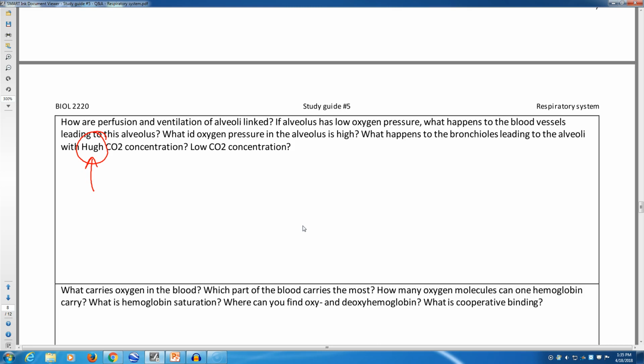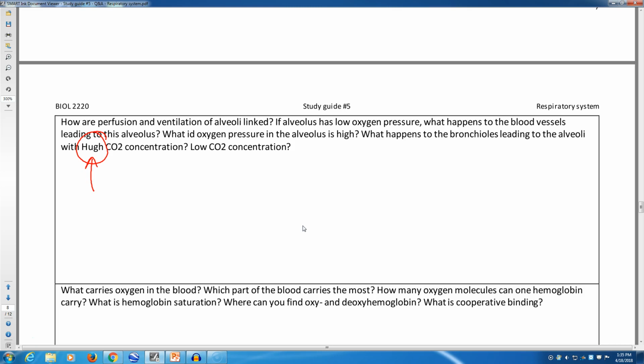If oxygen is low, perfusion is low because of what happens to arterioles? Constriction. We're clear about this relationship. Are we? Awesome. That's perfusion. Ventilation. What does it deal with? Which gas?